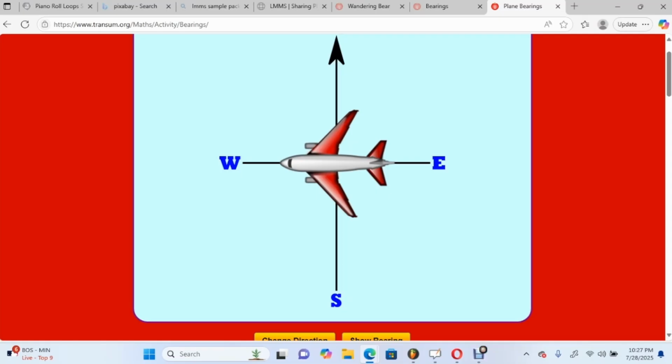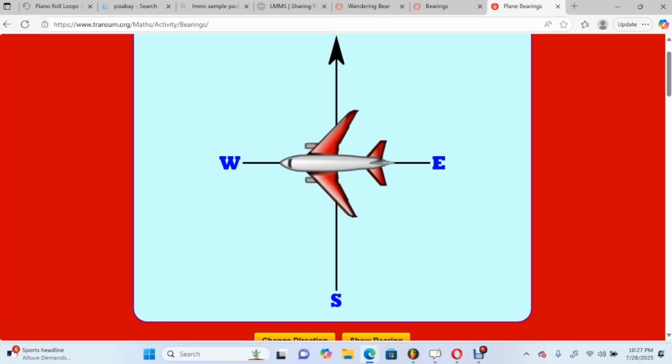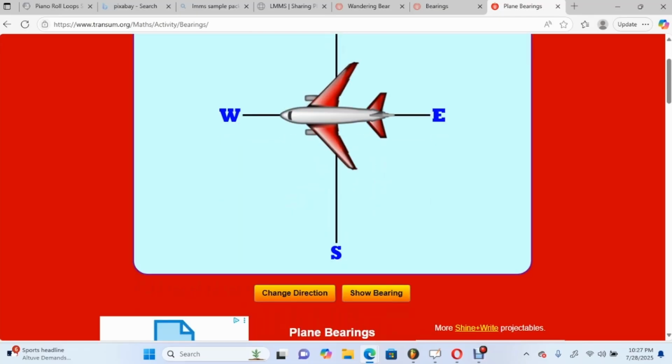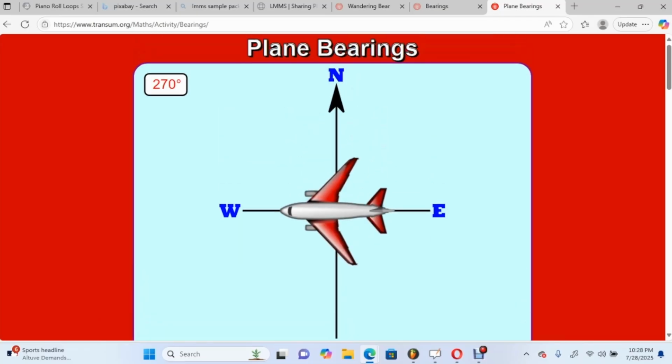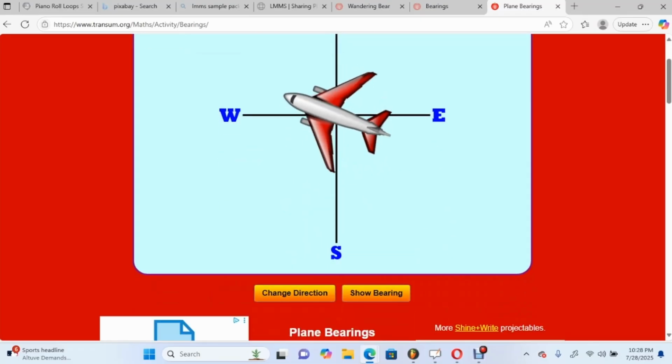In the west, I can say west, 270 degrees. All right, so when you answer 270 degrees, you're correct. Let me show the answer. Yes, that's 270 degrees. Let me change the direction one more time.